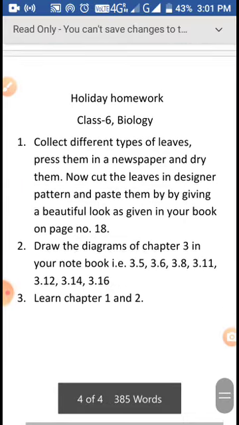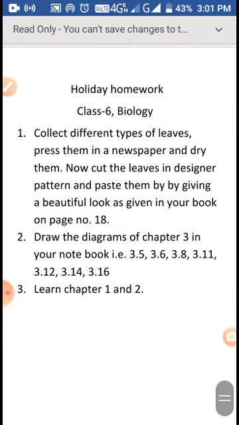Now here is the holiday homework. Listen to it carefully. First, collect different types of leaf. Any leaf you can take from the tree or from any small plant, and then you have to press them into a newspaper and dry them. For 15 days you can press the leaves. 4-5 leaves you can take.